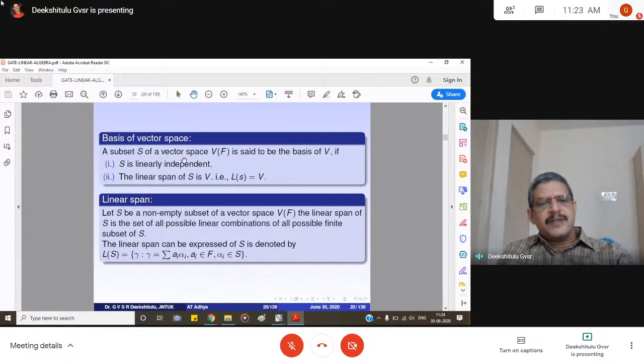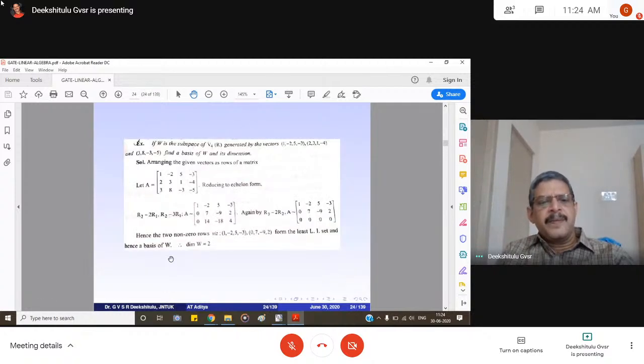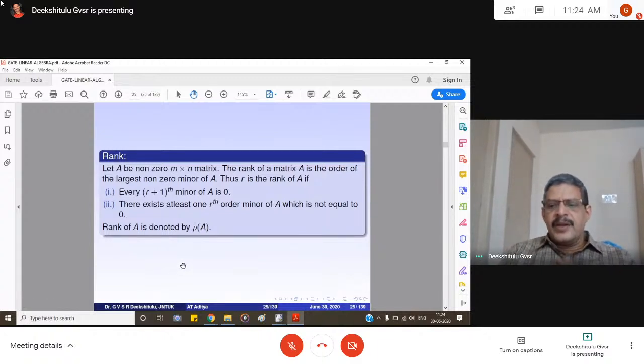Then basis of a vector space. A subset S of a vector space V is said to be a basis of V if the elements of S are linearly independent and any element of V can be expressed as a linear combination of S. So forget about these ideas, they are a bit away from our study. So we'll go straight to the rank of a matrix.